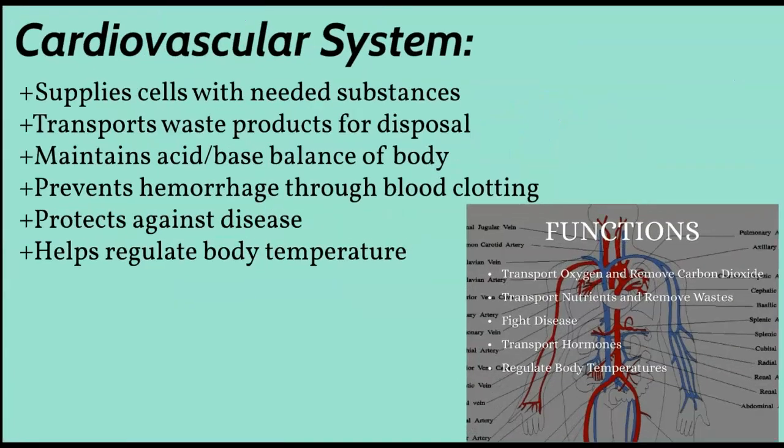So specifically, what does it do? The cardiovascular system, breaking it down, supplies cells with needed substances. There's a lot of them to go through, and we're not an anatomy class, so we're not going to get into that a lot. But it also transports waste products to excrete out of the body.